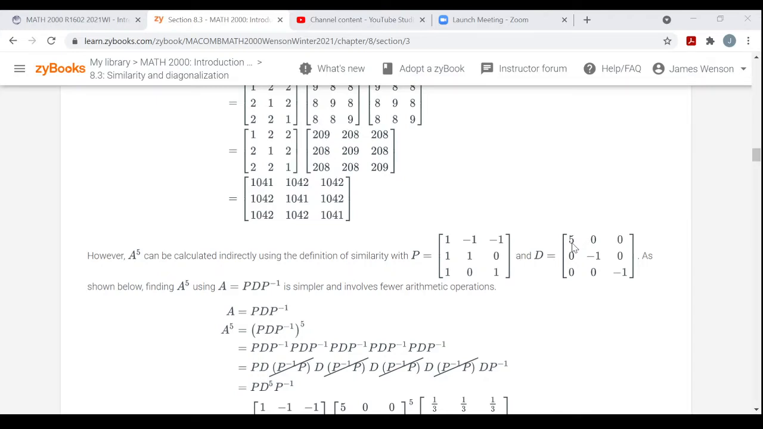Meaning that 5 was an eigenvalue corresponding to the vector 1, 1, 1 for matrix A. -1 is an eigenvalue corresponding to the eigenvector -1, 1, 0. And this -1 here is an eigenvalue corresponding to the eigenvector -1, 0, 1. So you're going to see the eigenvalues show up on the diagonal in the same order as their corresponding eigenvectors in the columns of this P.